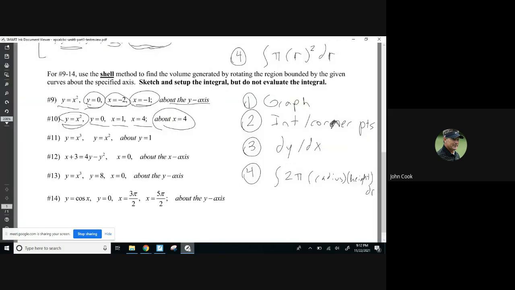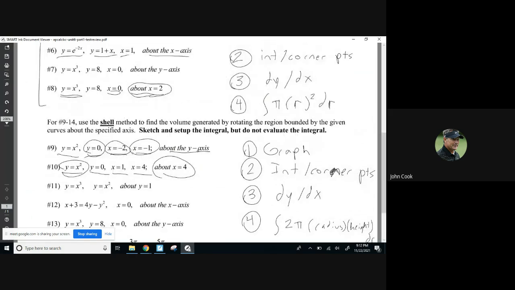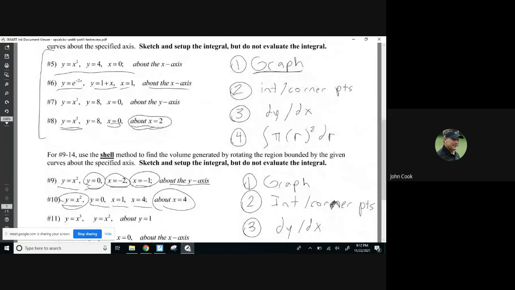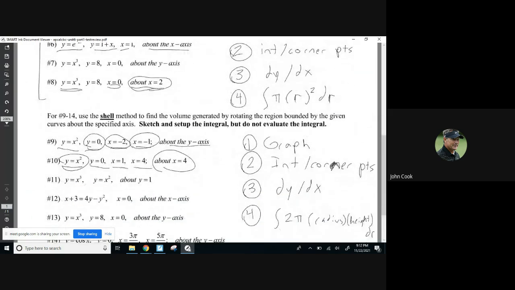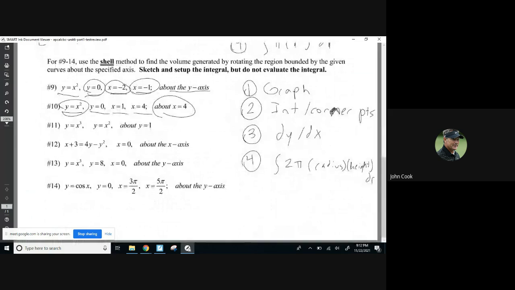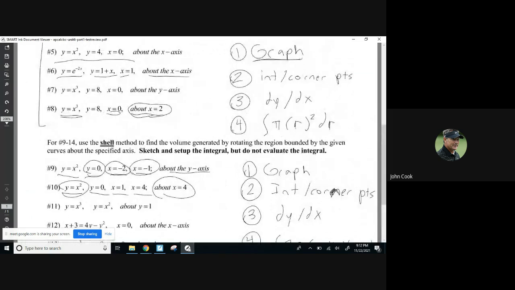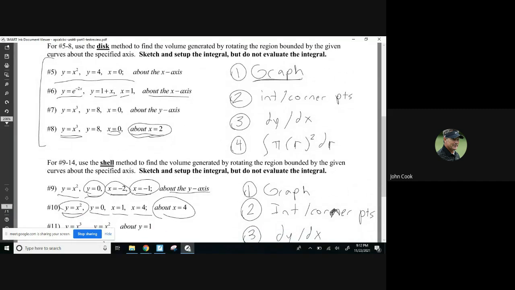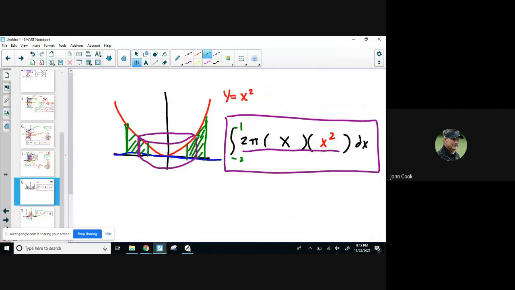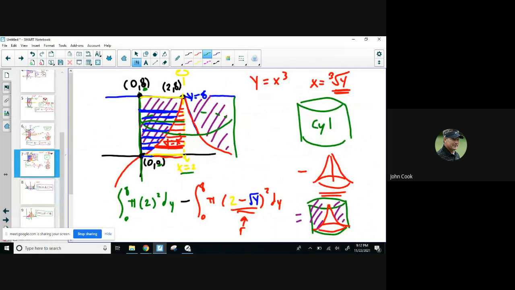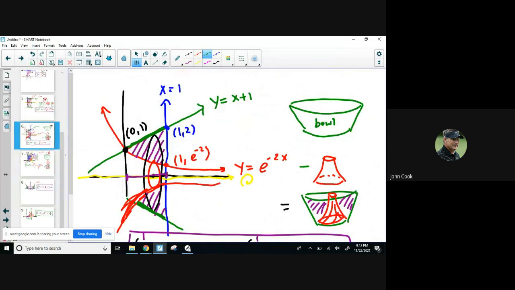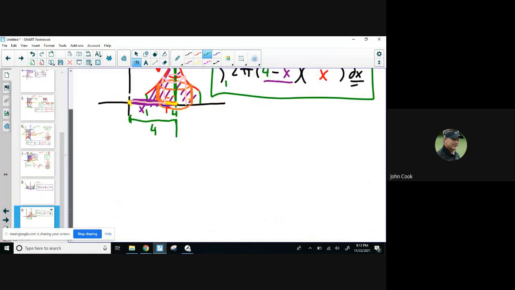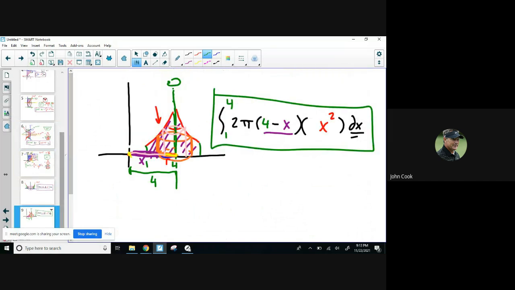Or sorry, number 10. So next up, let's take a look at number 11. I'm looking back, and you know what? I skipped number 7 on the disk method, I think. I did, didn't I? Yeah, I totally did. All right, you know what? I'll go back and do that one in a second then. All right, so number 11.